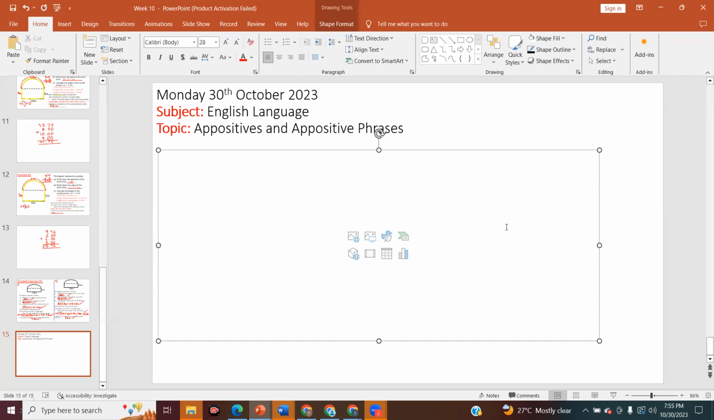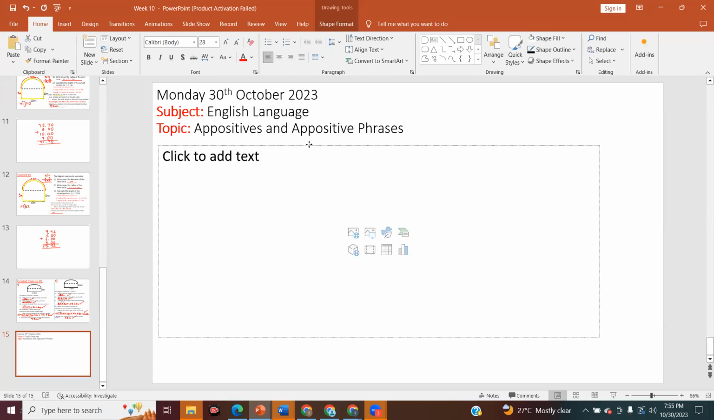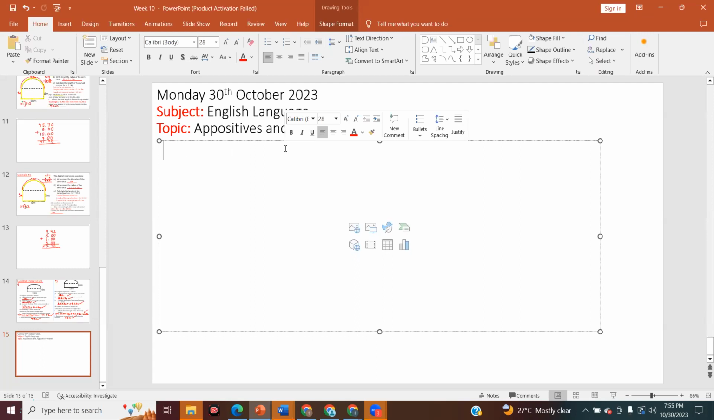Okay, for those of you who have ever read a full book cover to cover, then you've probably seen an appositive or an appositive phrase, okay? Because it's very hard to write a whole book and not have an appositive in it. All right. So let's start with what we mean by an appositive.